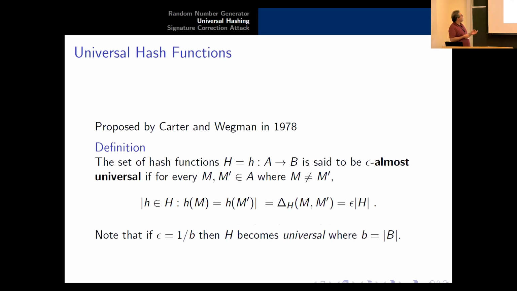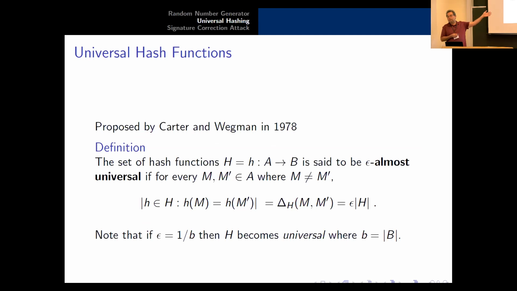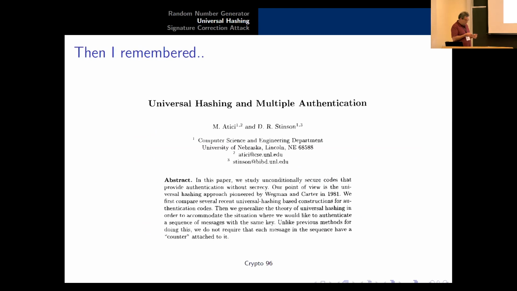out of this. So, and again, I'm skipping over the definitions, the original definition by Carter and Wegman all the way back in 78. Basically, you have statistical guarantees on the output distribution. Okay, that's what universal hashing does.